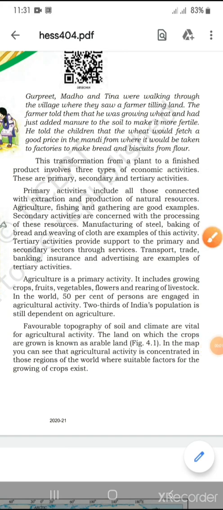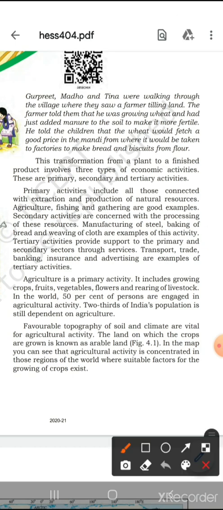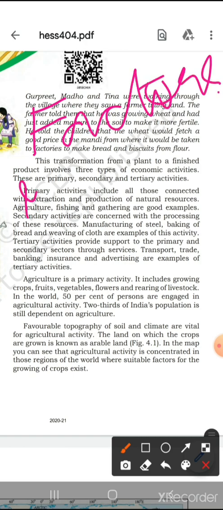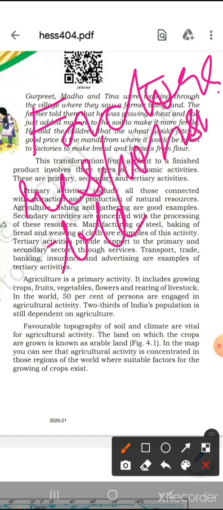So children, when we are talking about agriculture, we know this basic major fact that agriculture renders employment to 50% of the population all over the world, or in easy words, two-thirds of India's population is still dependent on agriculture. Now, what are the factors responsible for agriculture? How do we come to know that?